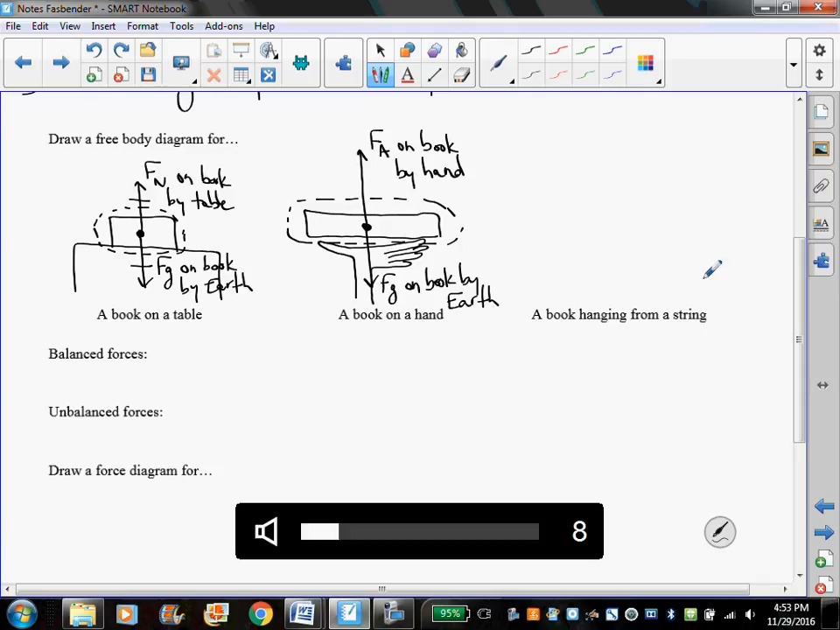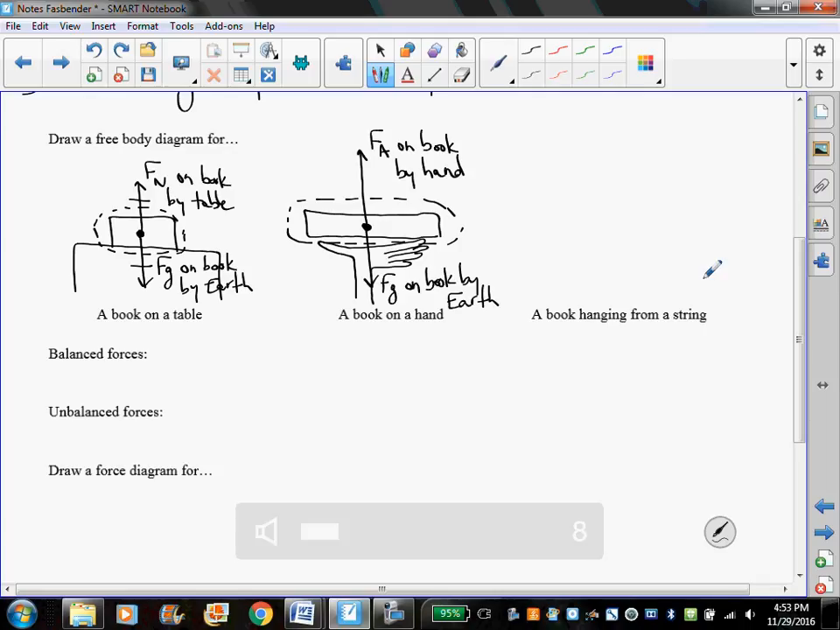Now this book is not sliding on the hand, so there's no friction. There's no surfaces involved, no walls, floors, tables, so there's no normal force. There's no rope, so there's no tension. I think this is kind of it. So since there's one force pulling down and one force pushing up, those two things must be equal to one another.